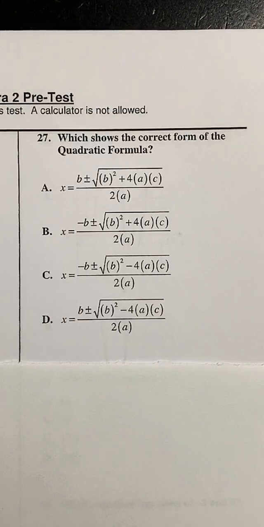So now here we go with 27, which shows the correct form of the quadratic formula. Is it A, B, C, or D?